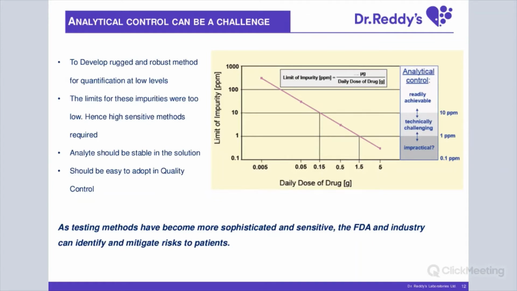And many of you know that the analytical controls will be a real challenge here, because the limits are at a very low level. It is very, very important to develop a rugged and robust method for quantification at low levels. The limits of these impurities are very, very low, so highly sensitive techniques are required, and we need to ensure that the analyte we are trying to determine is stable in the solution.